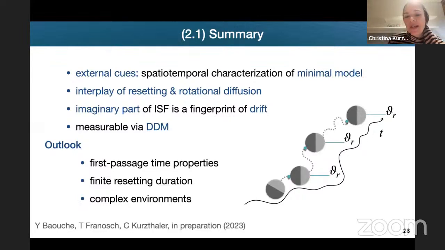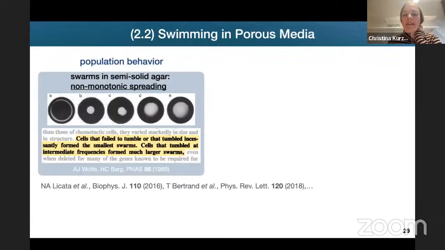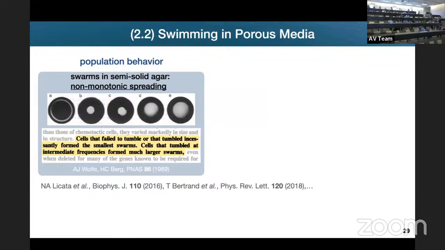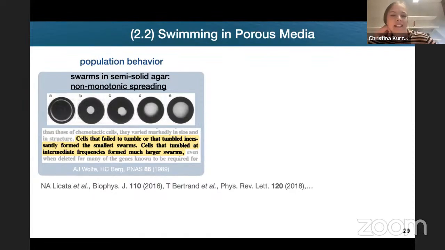Okay, so now if I have time still, I can talk about a problem that relates to swimming in porous media. Yeah, I think you have half an hour if you want to take. So I think I'll take that half an hour.